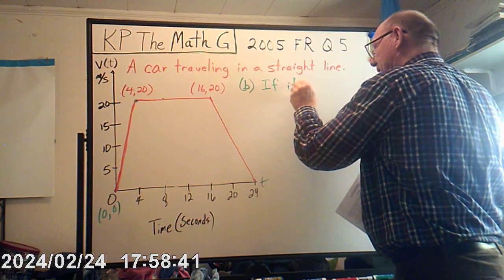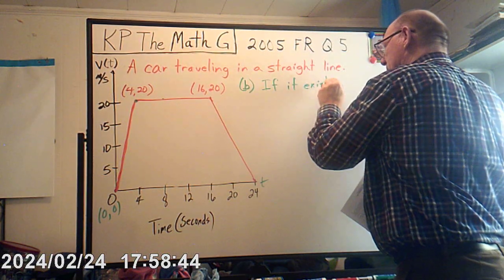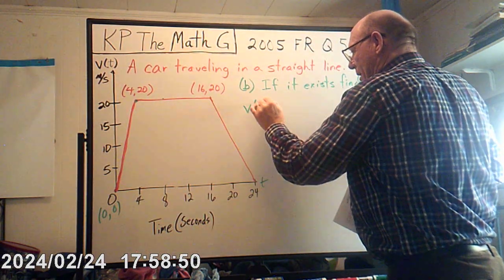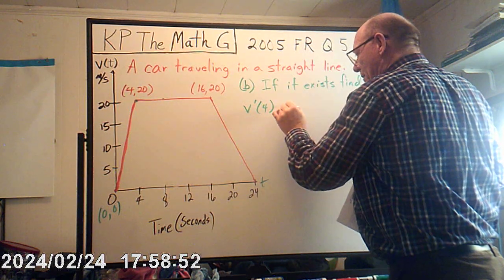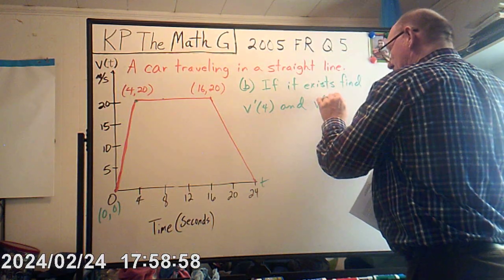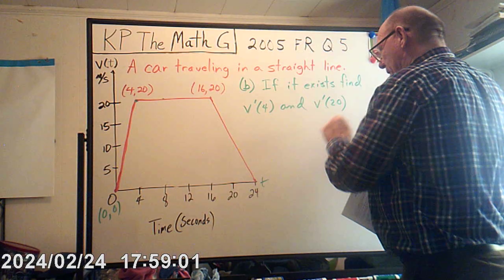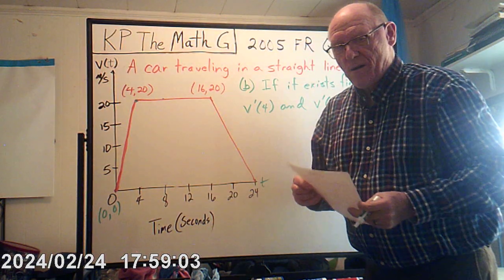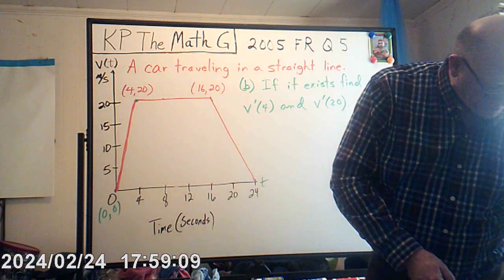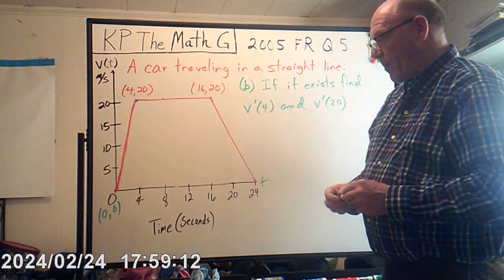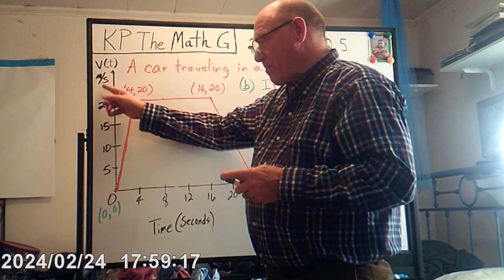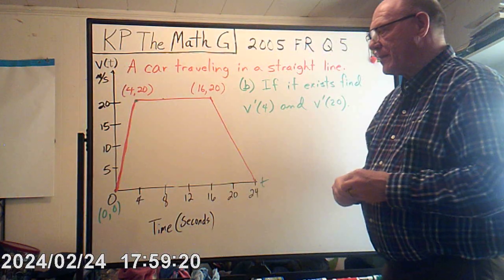If it exists, we want to find what V prime at 4 is, and after we get through that, V prime at 20, and we want to use the appropriate units. Now, what are you finding when you find V prime of anything? This is acceleration. The units for acceleration would be meters per second squared if we find that this exists.